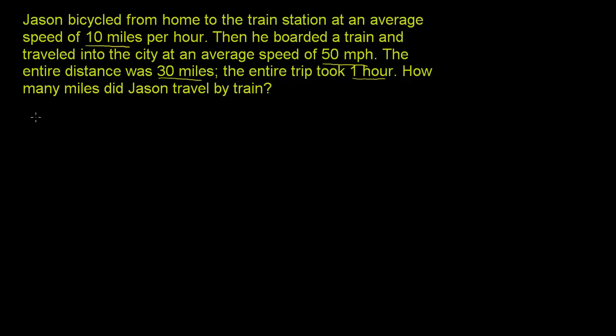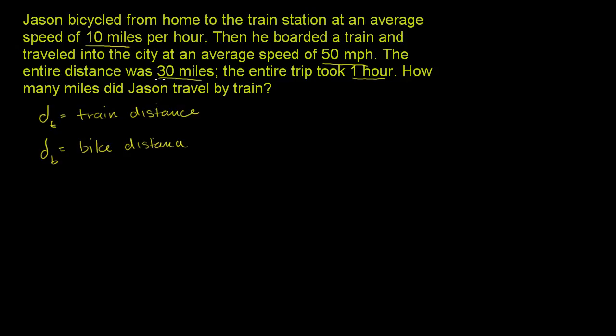So let's write that down as a variable. Let's say distance, and we'll write a little subscript t right here. This is the distance by train. And let's have a d with a little subscript b right there. That is the bike distance.